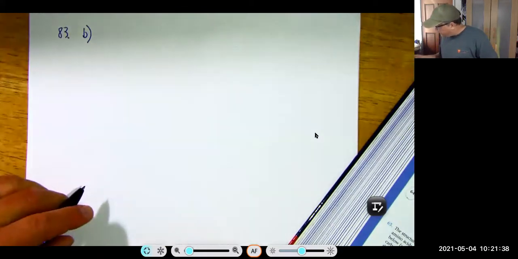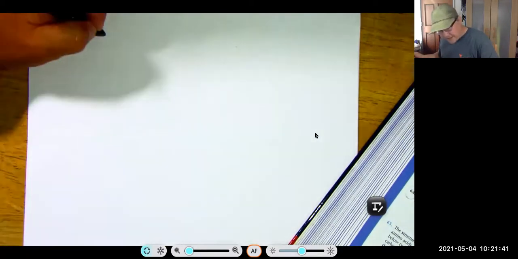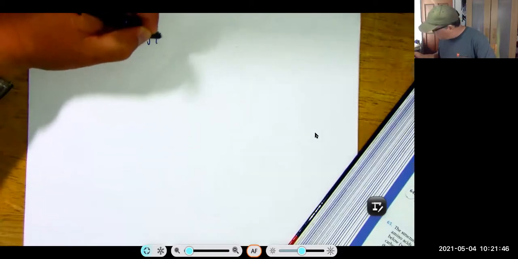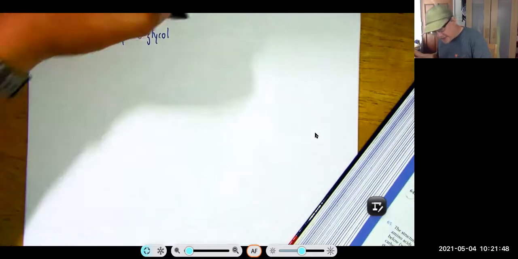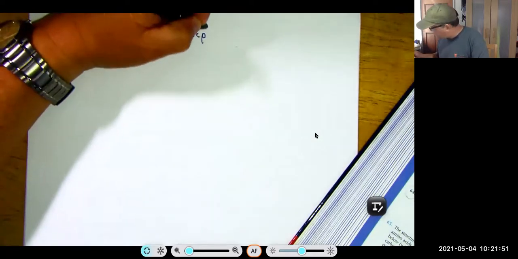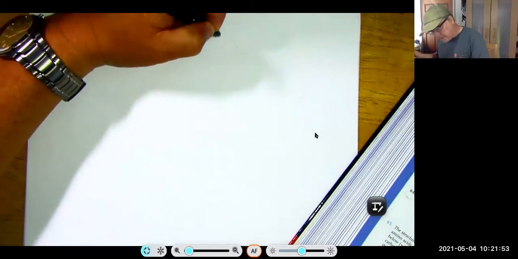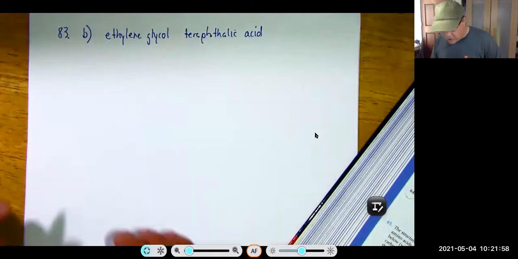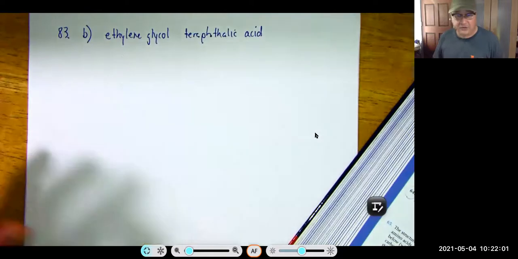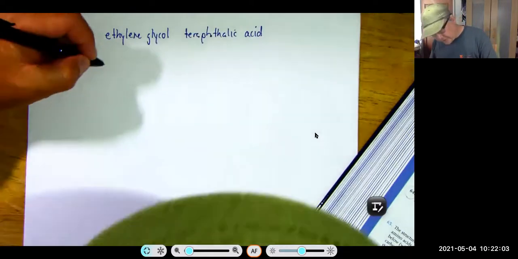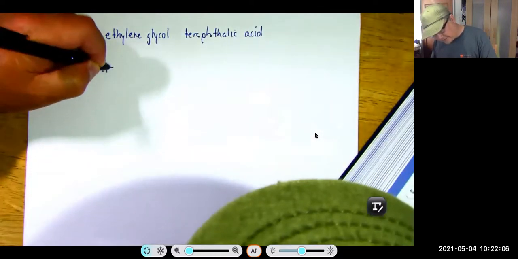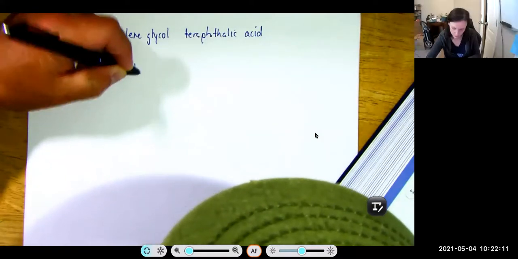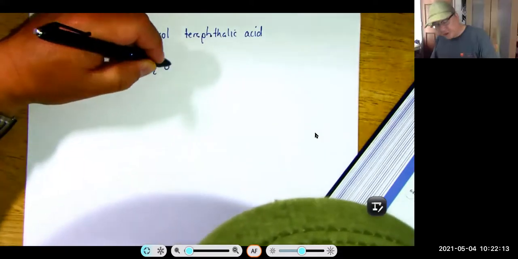we're going to make something from ethylene glycol and terephthalic acid. Now, I believe I know what terephthalic acid is. I think it has 4 carbons, but I'm not sure. Ethylene glycol has 2 carbons. So this is ethylene glycol. Are we supposed to know what that is? No, you should look them up.